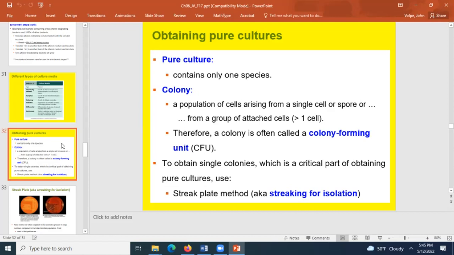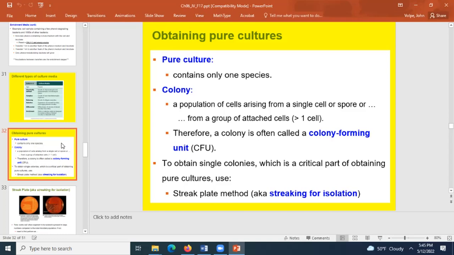A colony is a population of cells arising from a single cell or from a clump of cells, like 2 or more cells stuck together. Therefore, when we're talking about colonies on a plate, we call the numbers of units that form the colony colony forming units, because a colony may or may not be formed by 1 single cell. It could be formed by 2 cells or from 3 cells or even a clump of cells.